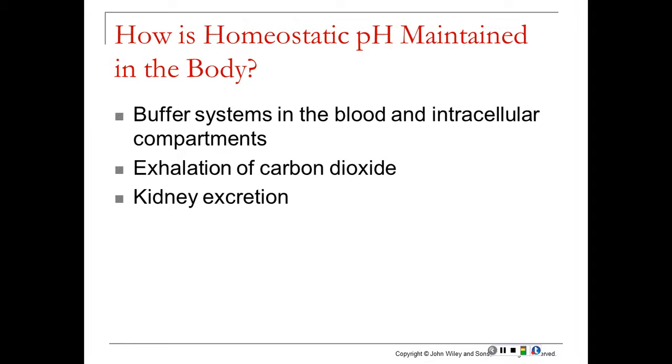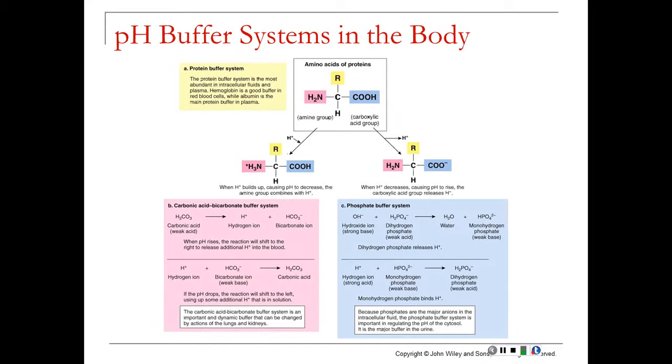So let's talk about homeostatic pH and how it is maintained. Ultimately, we have buffer systems in the body, in our blood specifically, as well as intracellular compartments to help balance any acid or base imbalance that we may have. Exhaling carbon dioxide is one way, and kidney excretion is another way to maintain a level of pH in our body. Let's take a look at some of the buffer systems here.